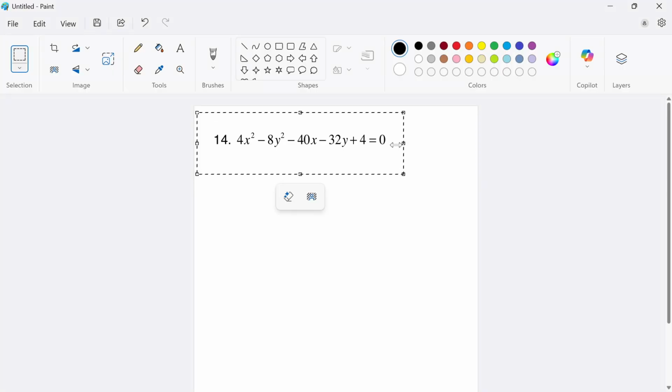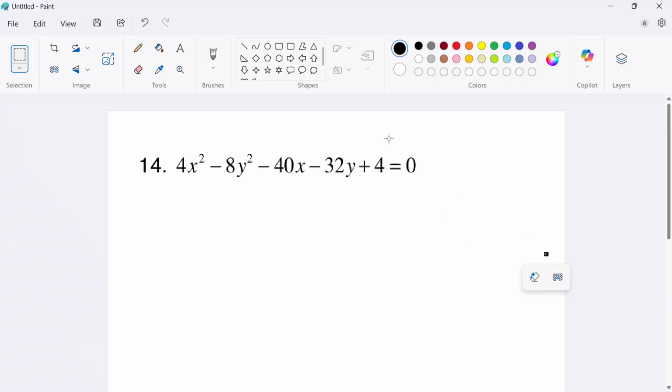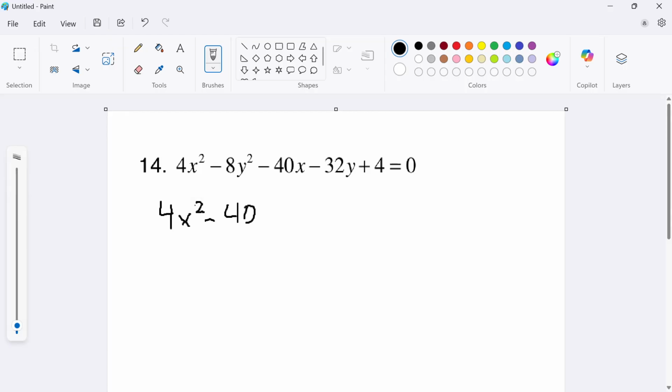This is a pre-calculus on-ramps question. It asks to put the equation in standard form and then find the coordinates of the foci. Well, to put this in standard form, I'm going to group the x's, group the y's, factor, complete the square, and then see what it comes out to.